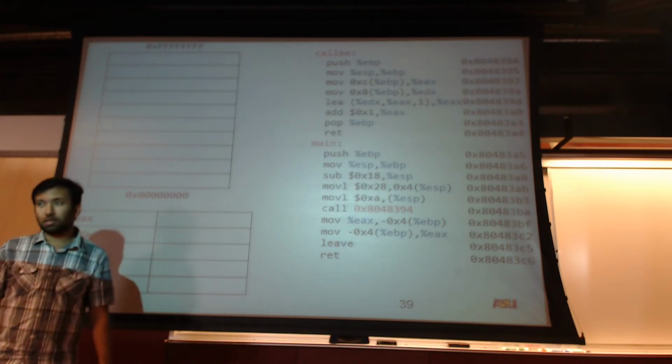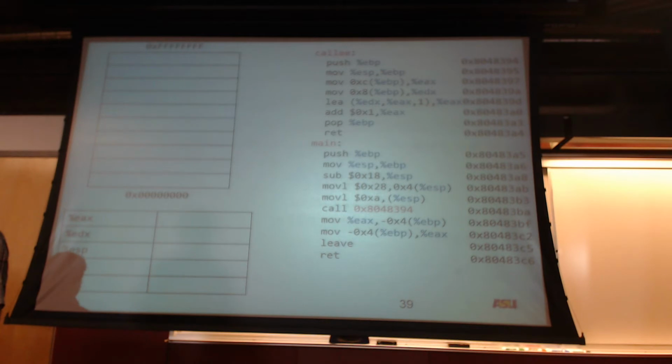Now let's see what happens to the stack. Let's say we have this stack, and these are all the registers. The first thing we need to know is that when we call main, some other process is actually calling main, right? So that other process will have its own frame pointer. What is the value of that frame pointer? We don't know. Some arbitrary value.